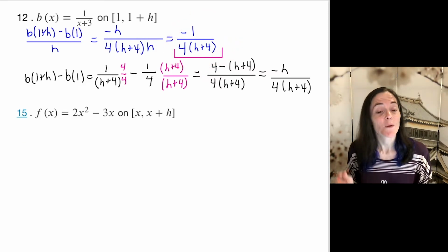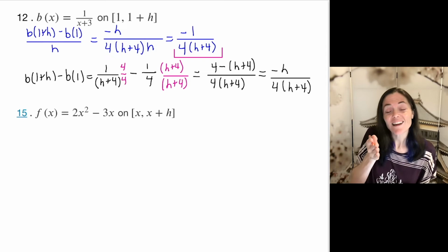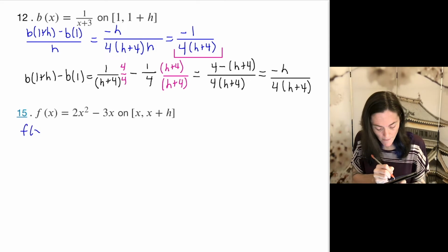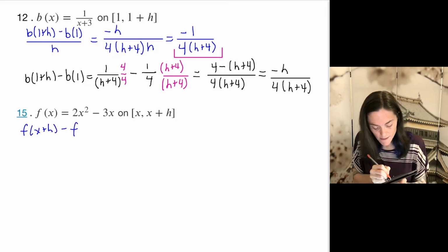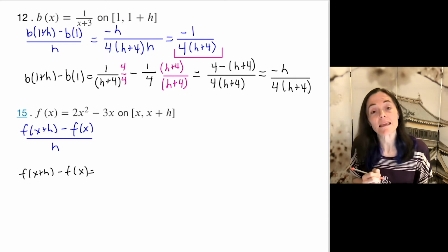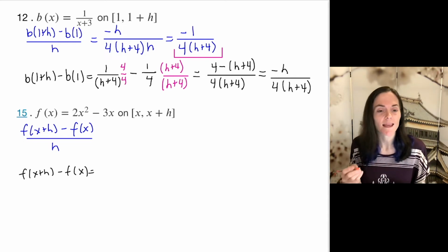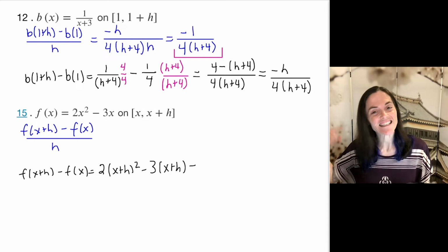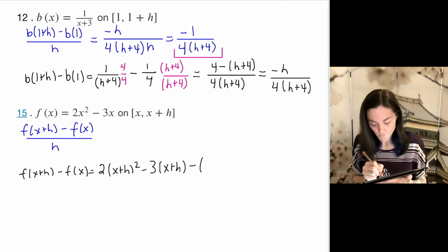Okay, 15. We want an average rate of change here on the interval x to x plus h. Once again, this is a difference quotient, so this will be f of x plus h minus f of x divided by h. The numerator here, f of x plus h minus f of x. First thing, evaluate my function at x plus h. I have 2 times (x plus h) squared minus 3 times (x plus h). Now subtract off, evaluate my function at x. We have parentheses and then 2x squared minus 3x.